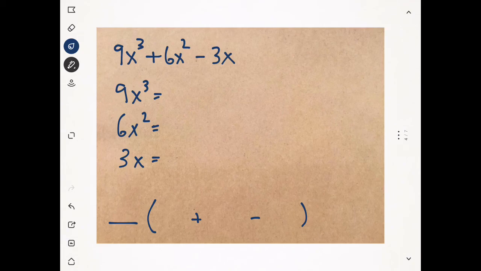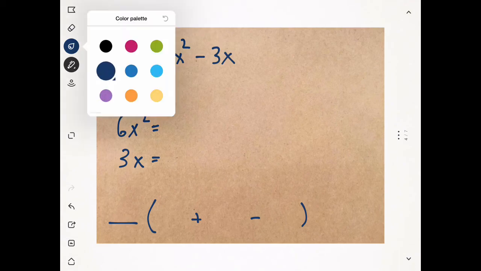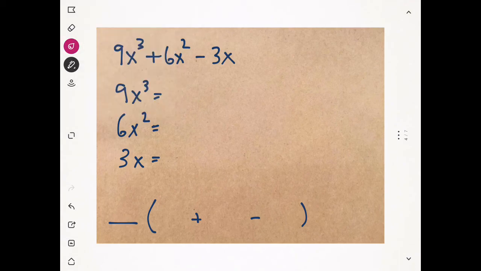Now notice it was minus 3x, but I didn't put the minus with the 3x down here. It's because I'm taking care of it down here in my answer. I've already written the minus sign down in my answer. Okay, so here we go. I'm going to make my list. So I have 9, I have 6, and I have 3.